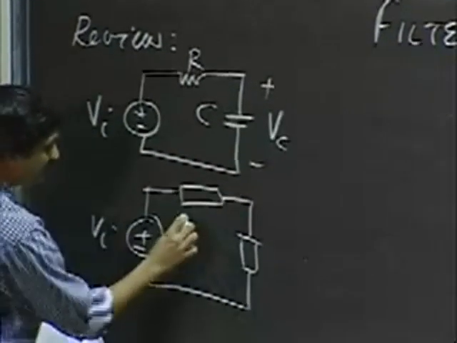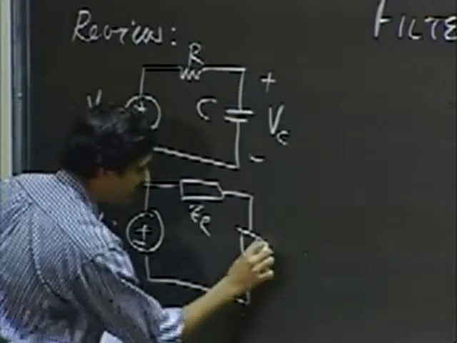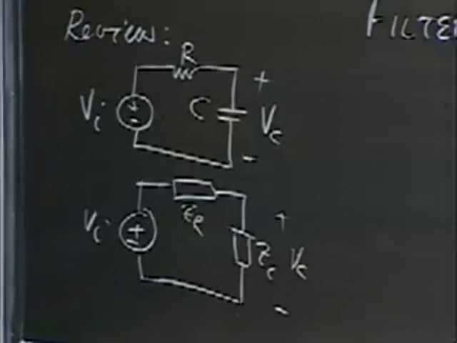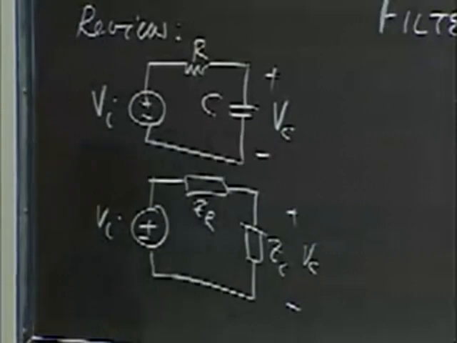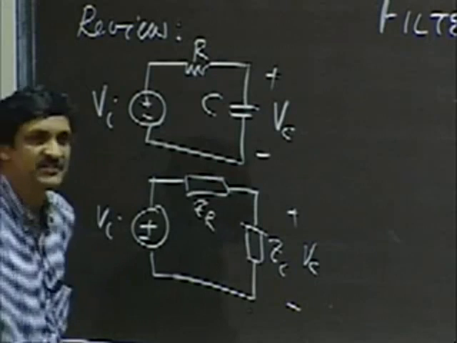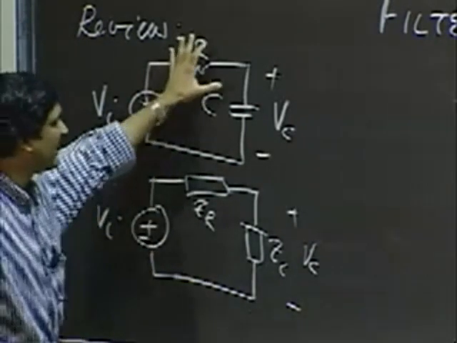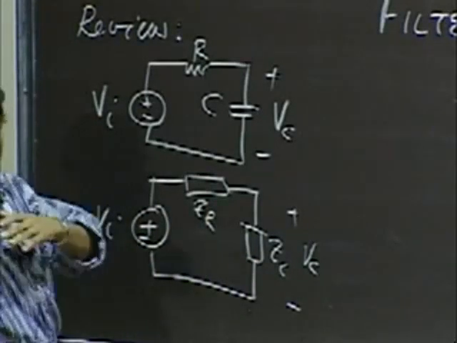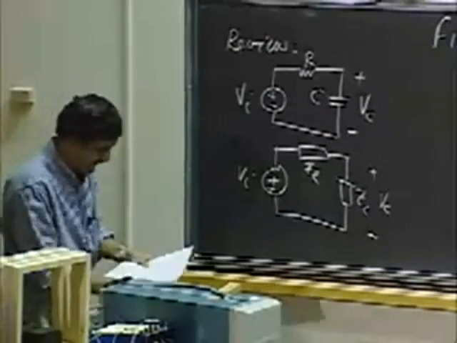Instead of R, I replace that with ZR. And instead of the capacitor, I replace that with ZC. And this is my VC. ZR is simply R. And ZC is 1 divided by sC, where s is simply shorthand notation for j omega. Once I've converted all my elements into impedances, I can apply all the good old linear analysis techniques. I will discuss a bunch of them today.